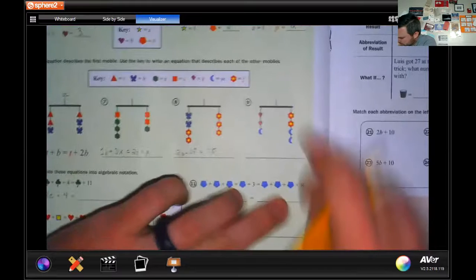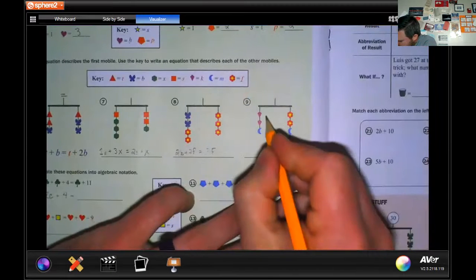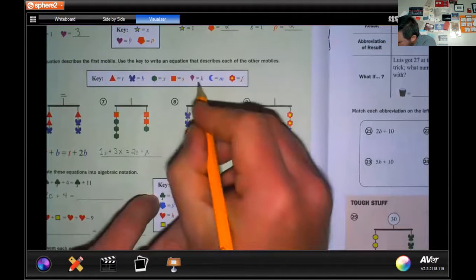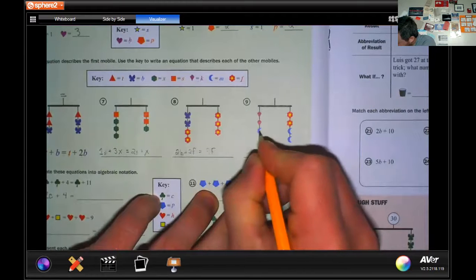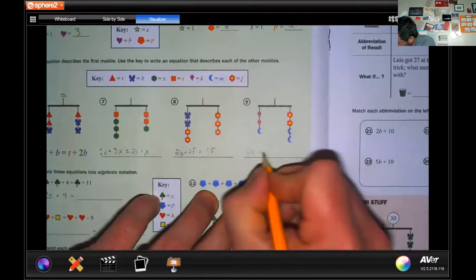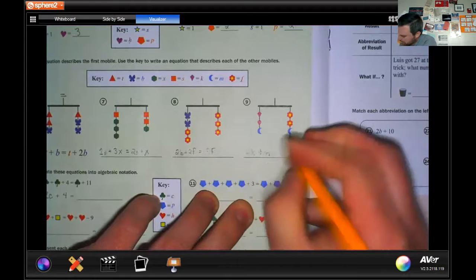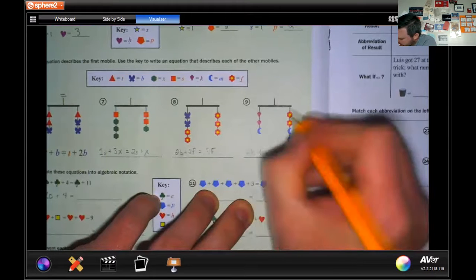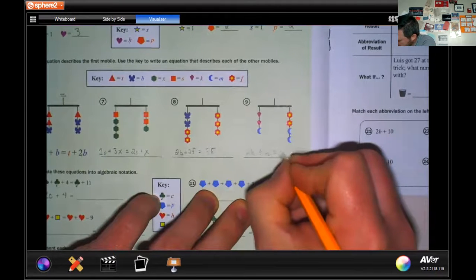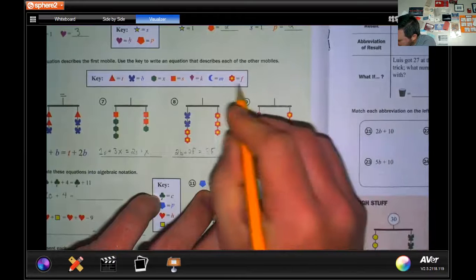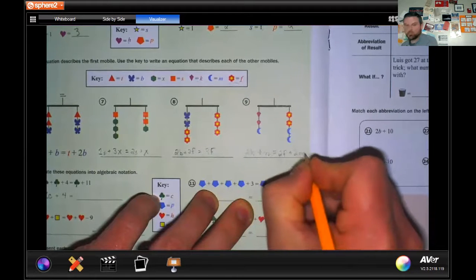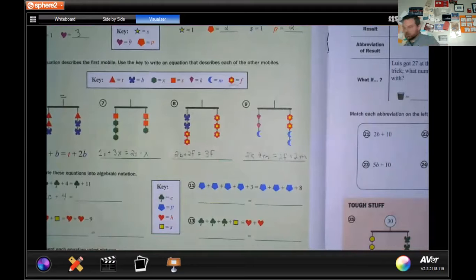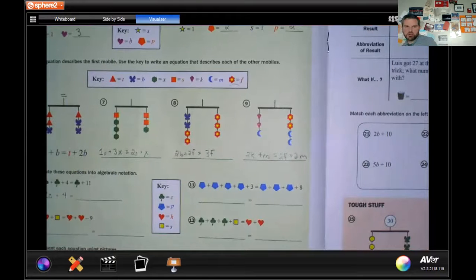All right, and number 9. So I've got 1, 2 kites, so 2K plus 1 moon. So we're just going to write plus M equals, I've got 1, 2 flowers, so 2F, and 1, 2 moons, so plus 2M. All right, so we're just taking the mobile and writing an equation there.